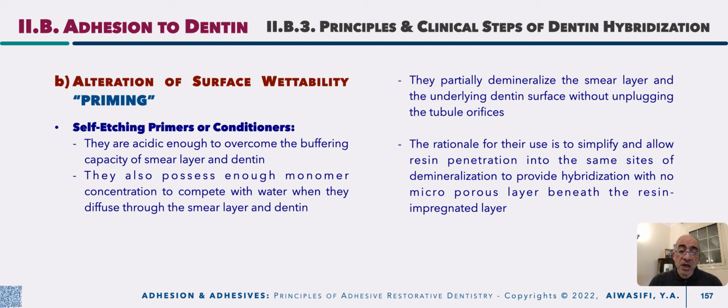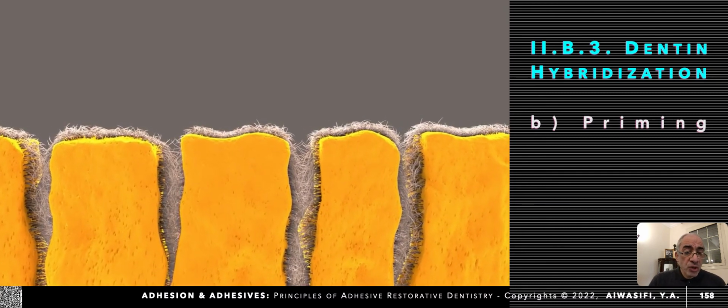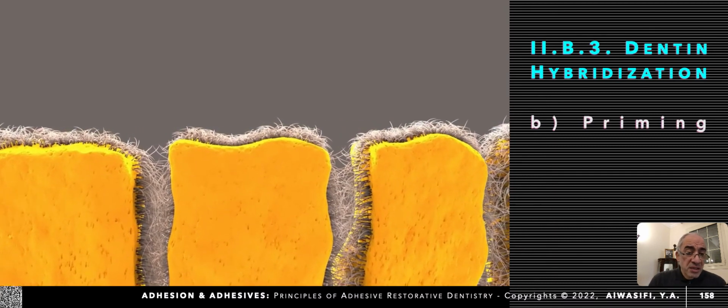At the same time, you counteract or solve the problem of post-operative hypersensitivity that may result from a multi-step procedure or total etch or etch and rinse strategy. This will be discussed in full detail, what are called self-etching primers, under the topic of adhesives in the next episode. This clip shows you the difference between these different strategies.